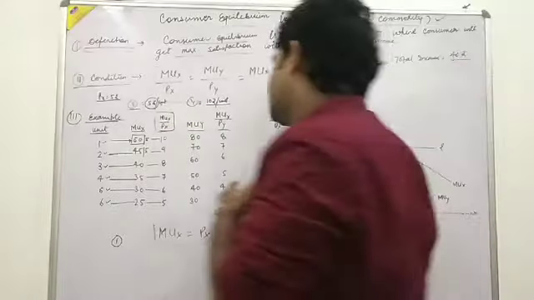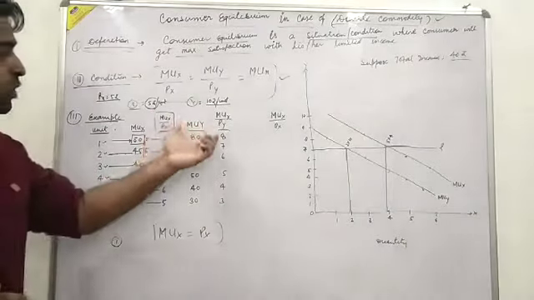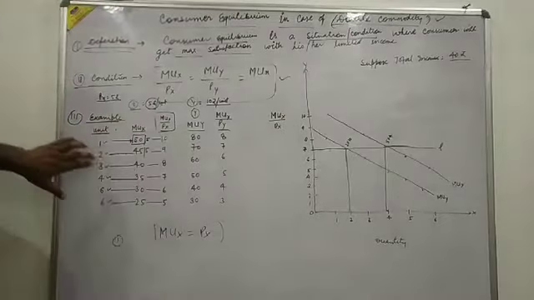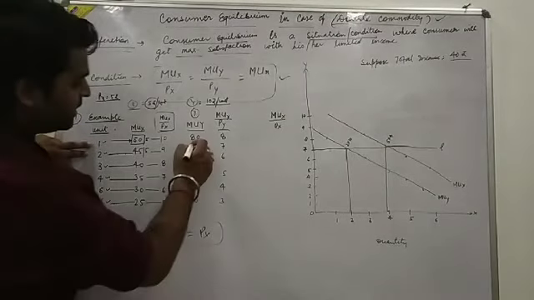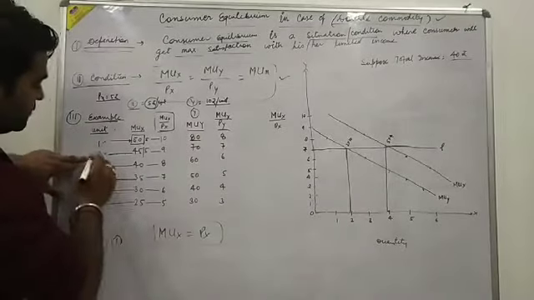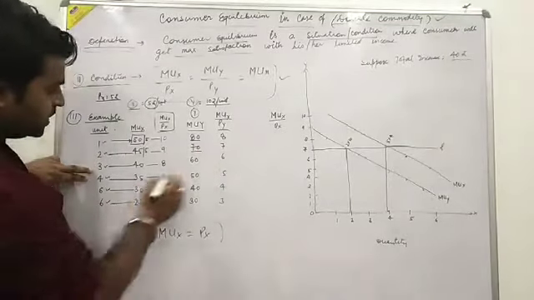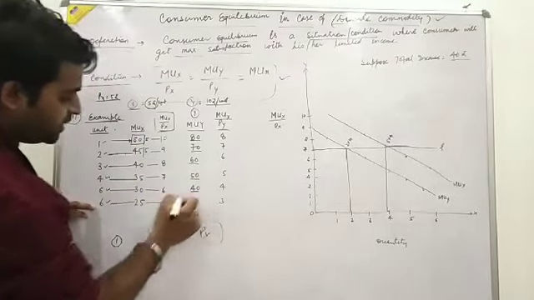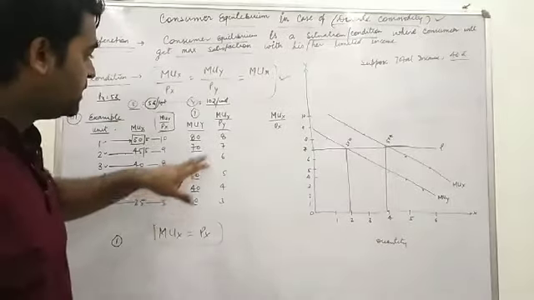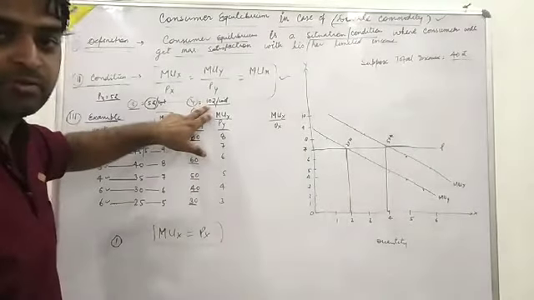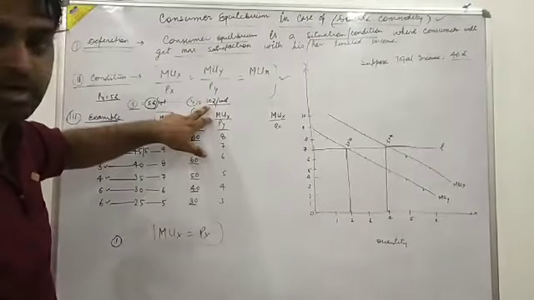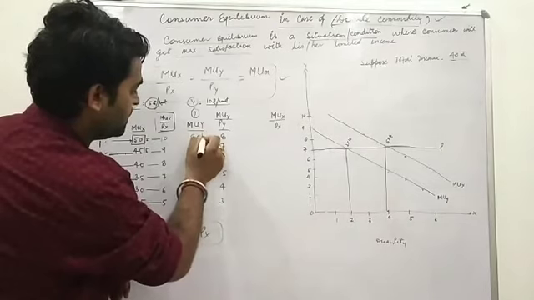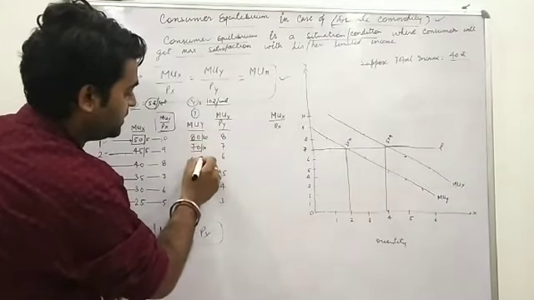Okay, we will do the same in the case of commodity Y. From the first unit of Y we are getting 80, from the second unit 70, third unit 60, fourth unit 50, fifth unit 40 and sixth unit 30. So we will calculate using the per unit price of commodity Y, which is 10 rupees per unit. We will divide 80 by 10, 70 by 10, 60 by 10, and so on.